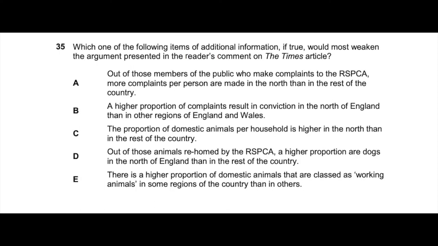Question 35. Which one of the following items of additional information, if true, would most weaken the argument presented in the reader's comment on the Times article? The correct answer is B because it suggests that people are only reporting animal cruelty when it is very severe and obviously convictable. They are not supporting suspicions of animal cruelty that turn out to be false.